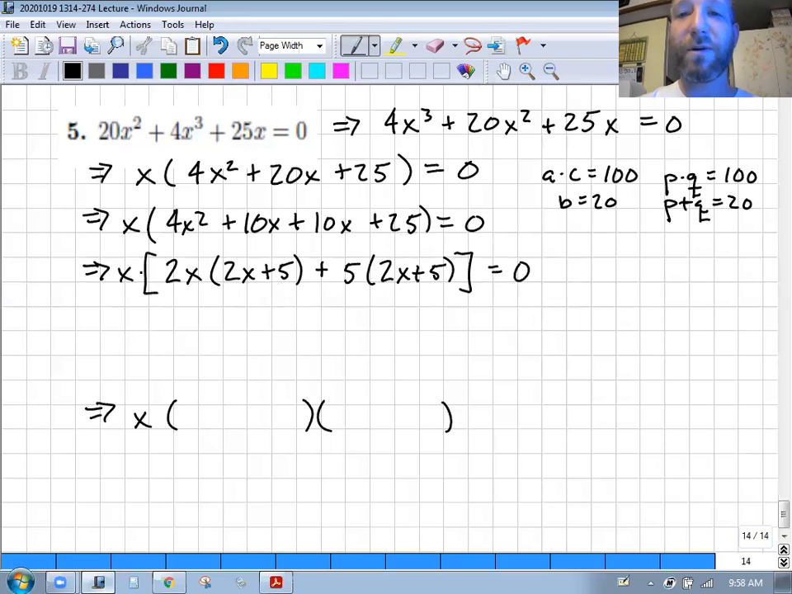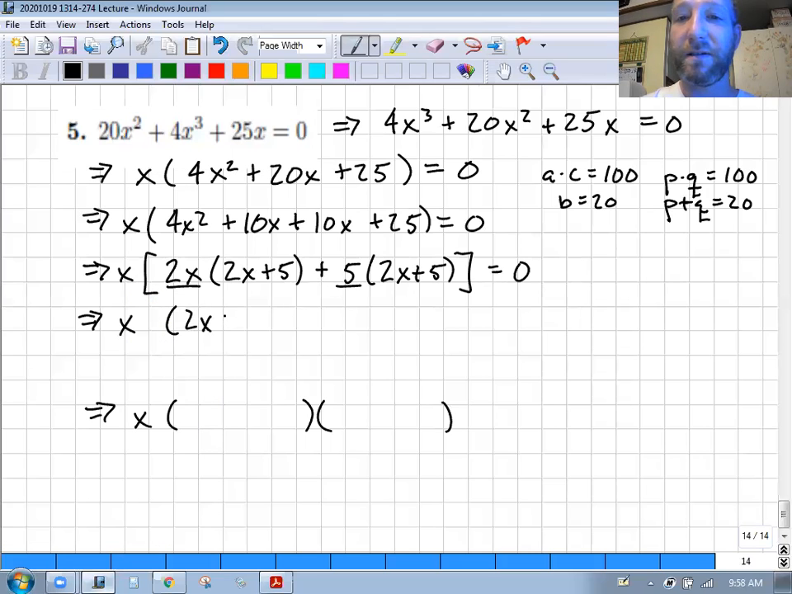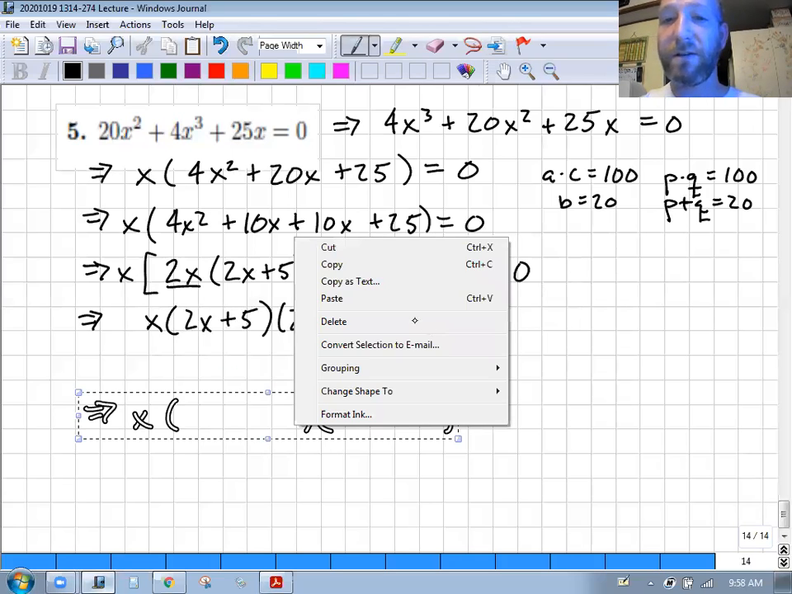So notice I'm using square brackets, right? Because we have all this stuff in here which has brackets, but there's a plus. It's not all multiplied together. We have an addition in here. So we have a 2x and a 5. Actually, I don't need that anymore. A 2x and a 5, and they're both being multiplied by a 2x plus 5. So that is our factorization.